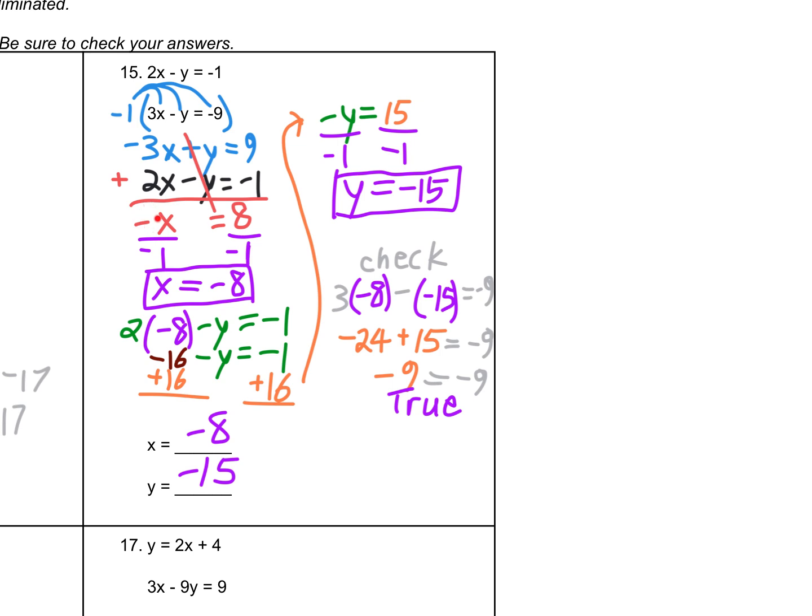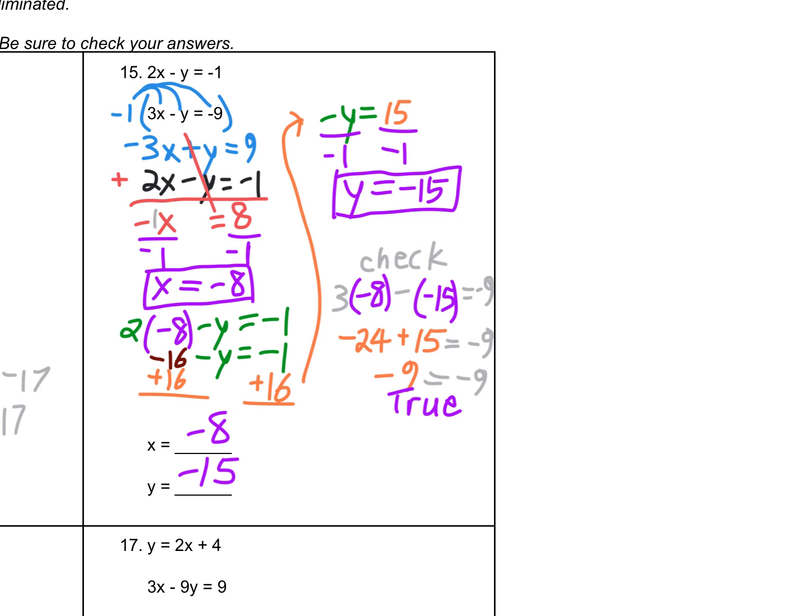Right now in front of x is actually a -1. And so I divide both sides by -1, we get x equals -8. Plug that back in: 2 times -8 minus y equals -1. 2 times -8 is -16, minus y equals -1.